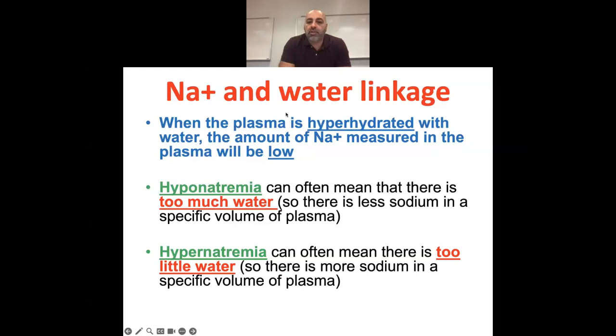So when plasma is hyperhydrated, so too much water, the sodium level will appear low. So there's your hyponatremia. Too much water, sodium seems low. Too little water, sodium seems high. If sodium is too high, hypernatremia. If sodium's too low, hyponatremia. All right? So you've got to think of it in that aspect. You can't think of it as just altering the electrolyte level. We can also do it by altering the water level. When we fluid overload patients, sometimes you can see that, right?